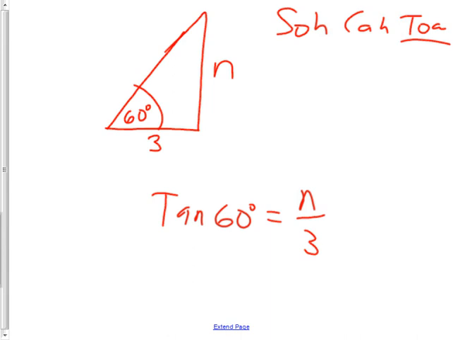Have I got n alone yet? Then ask yourself, what should I do to both sides of the equation so that n will be alone? Yes? Multiply by 3. So I'm going to times by 3 here, and times by 3 here. And then this cancels this. And now I know what n is. n is equal to 3 times the tangent of 60.